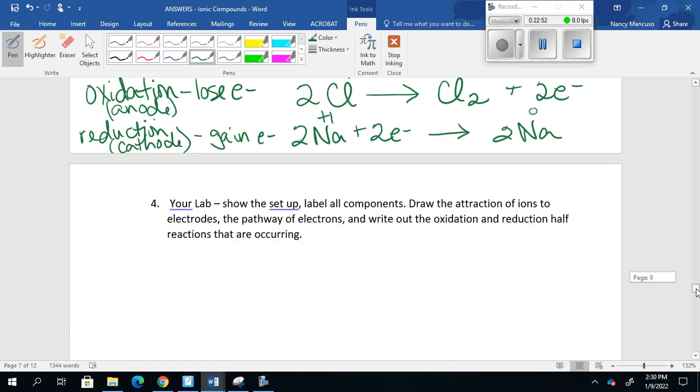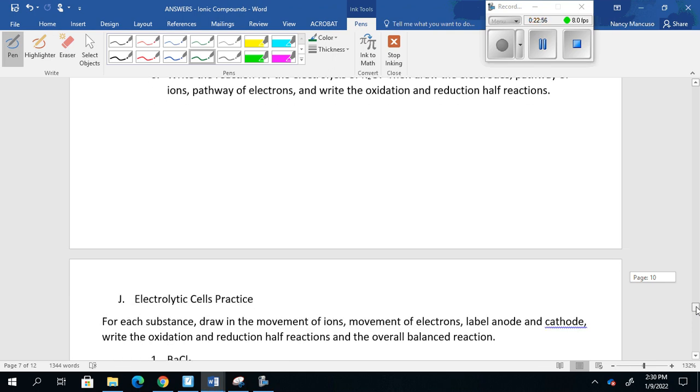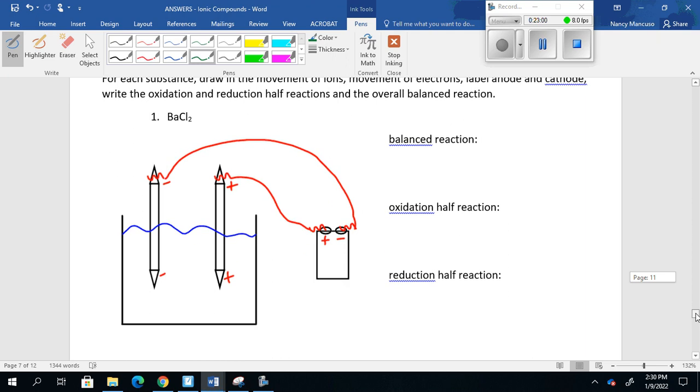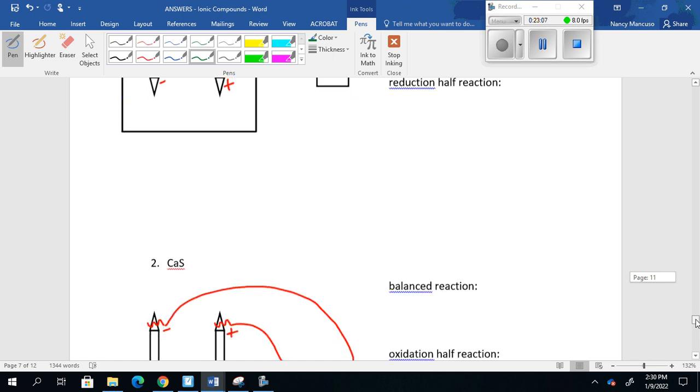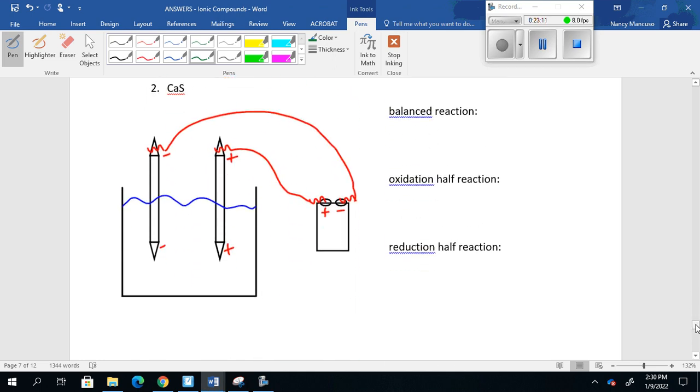You're now going to do that in your lab, and you're going to answer some questions about it. So feel free to pause me. And when you're ready, I'm just going to do one more of these with you. And I'm actually going to skip the first one because it's very similar to what I just did. I'll do this second one, CaS.